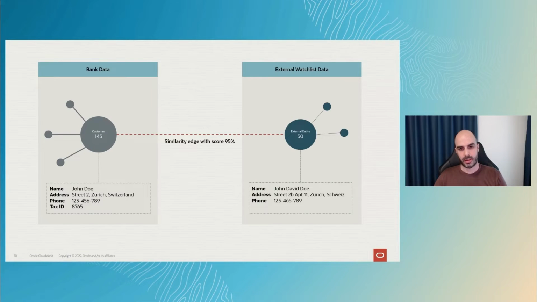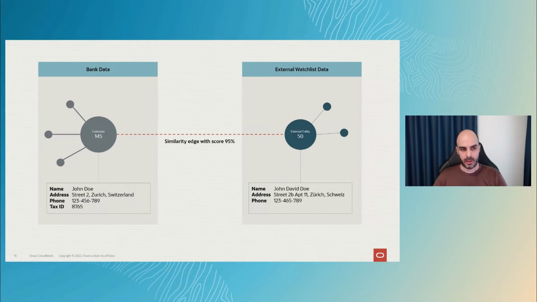Those entities usually share similar attributes, but there's no common unique identifier that you could use to just link them. So what we're trying to do with entity resolution is use these different attributes like names, addresses, and different attributes like date of birth as well, or the phone number and tax IDs, to create a similarity edge between the two entities that represents the similarity between them.